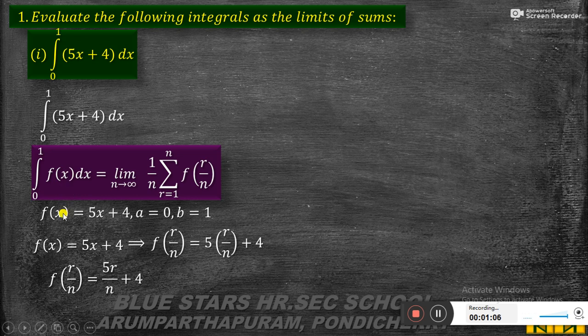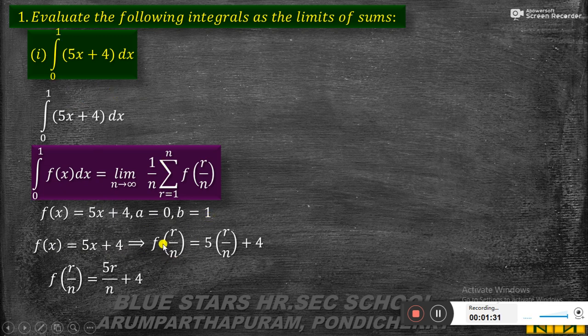So next step, I write f of x. Here you compare this integral with the general form of the integral, that means integral a to b f of x dx. Here a equals 0, b equals 1, and f of x equals 5x plus 4. So the lower limit is 0 and the upper limit b is 1.